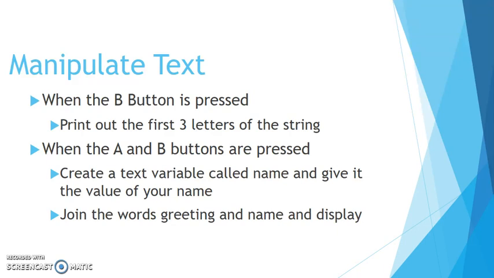And finally, when the A and B buttons are pressed together, we're going to create a text variable called name and give it the value of your name, and then we're going to join the words greeting and name together and display them. So let's go to makecode.com now and do this.